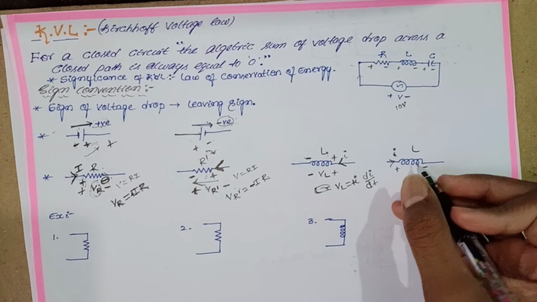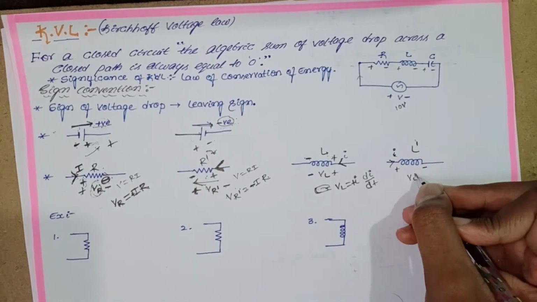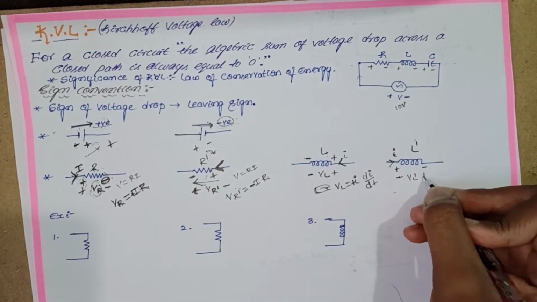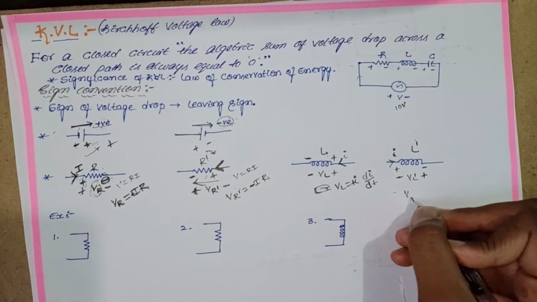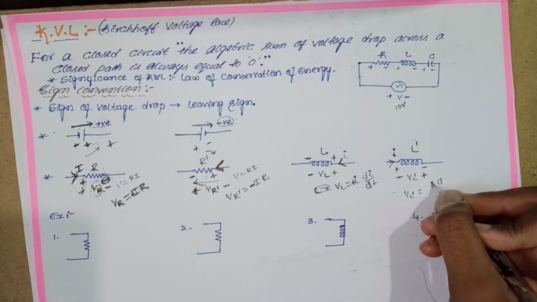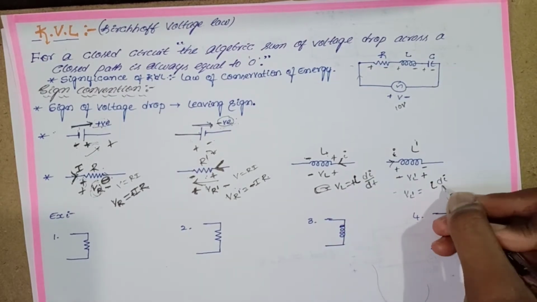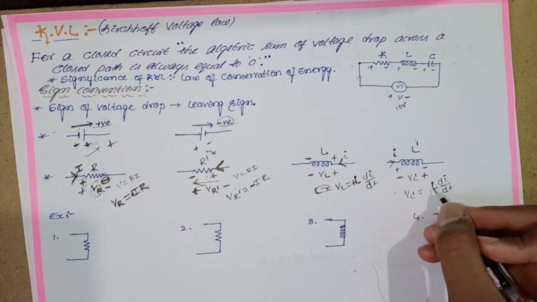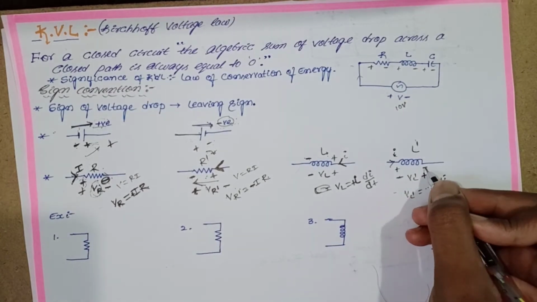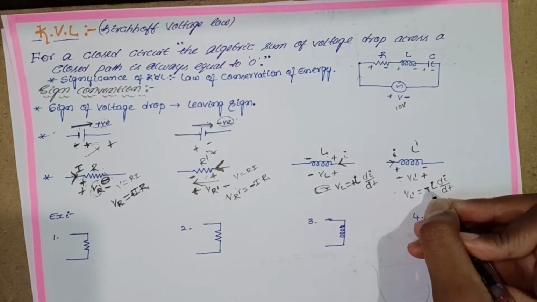Let's consider another sign, VL dash. This is negative, this is positive. VL dash is equal to L into di by dt. Do we put positive or negative? Compare this sign. Positive, negative, negative, positive. This is opposite sign. We put a negative sign.